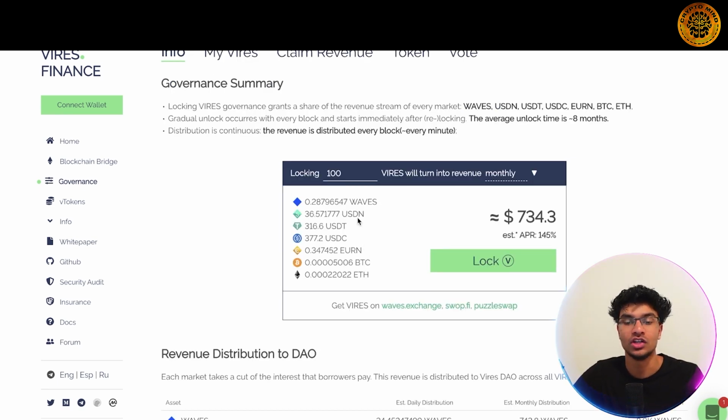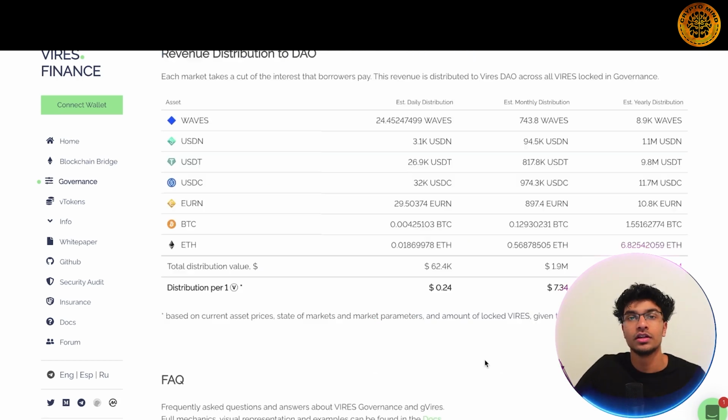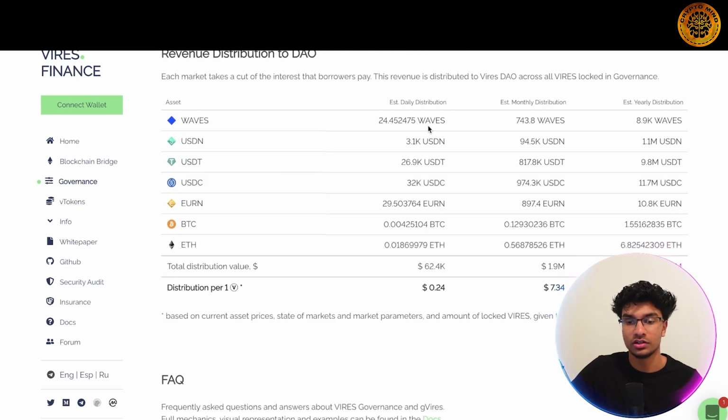And then here you have the option to lock 100 Vires, for example, which will turn into revenue monthly. You go ahead and lock it, connect your wallet, of course, and go through the whole process of checking out with it. Then here's the revenue distribution to the DAO. As you can see, all the assets are listed over here, with the daily distribution, monthly distribution, and yearly distribution, and then the total distribution value for each of these assets.